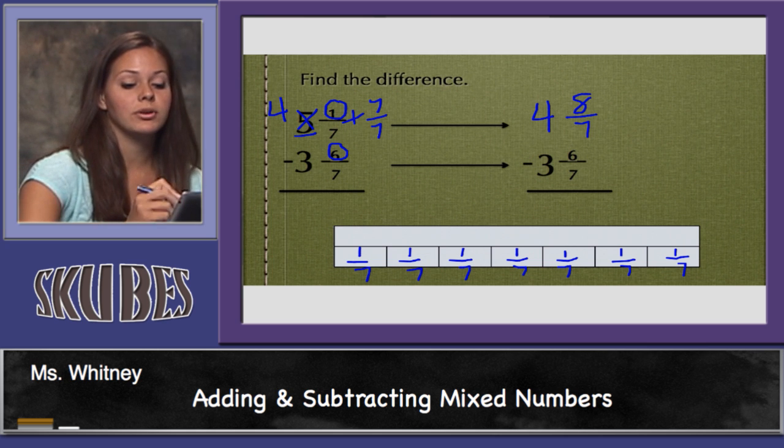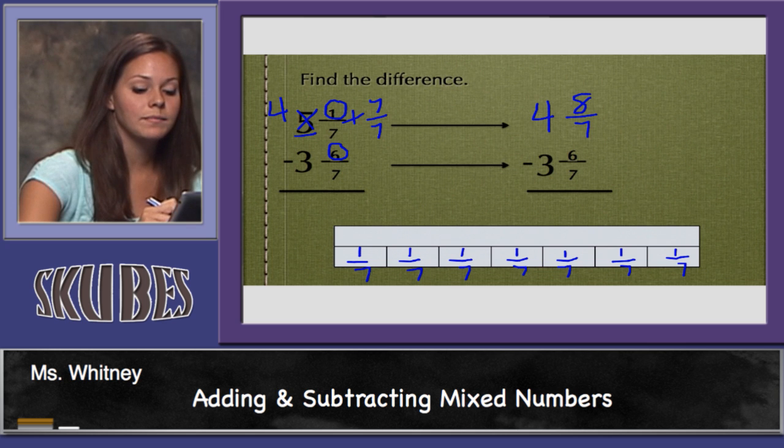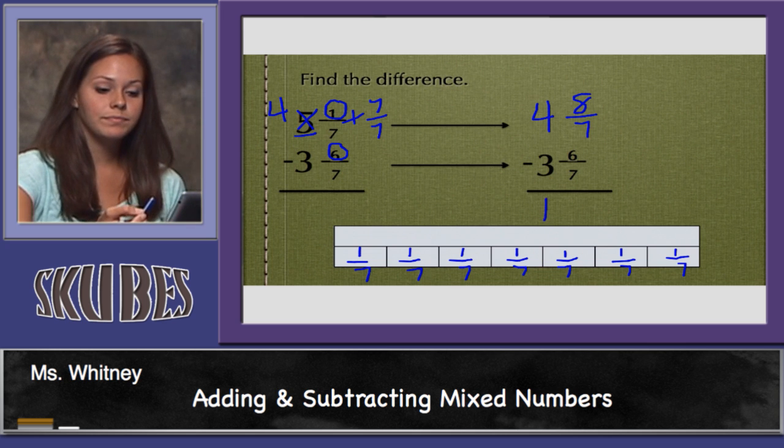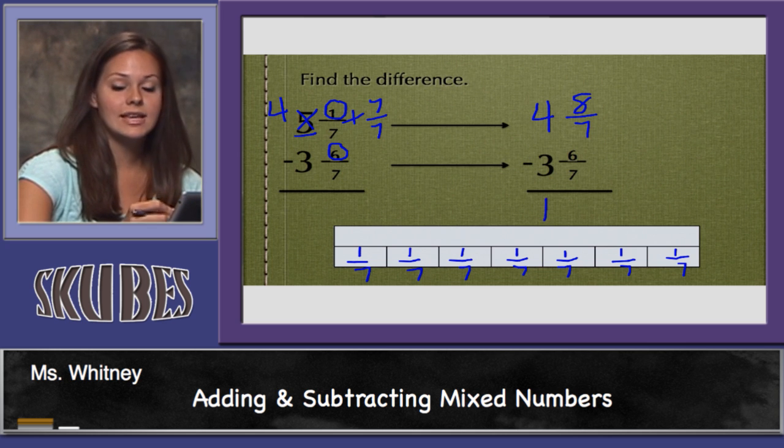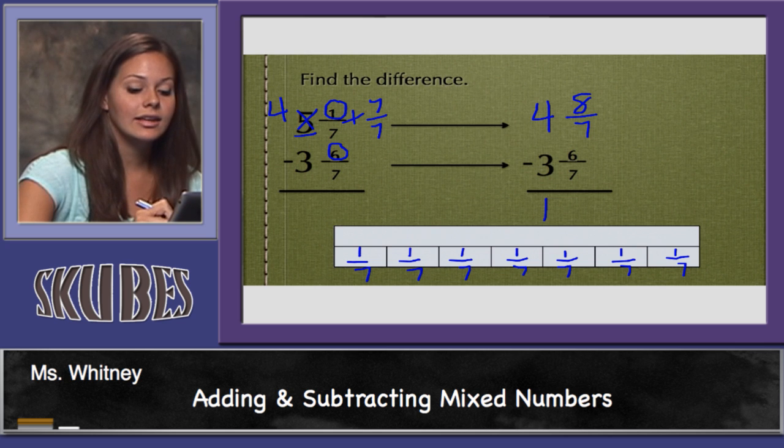I'll start with the whole numbers. 4 take away 3 gives me 1. And 8 sevenths take away 6 sevenths gives me 2 sevenths.